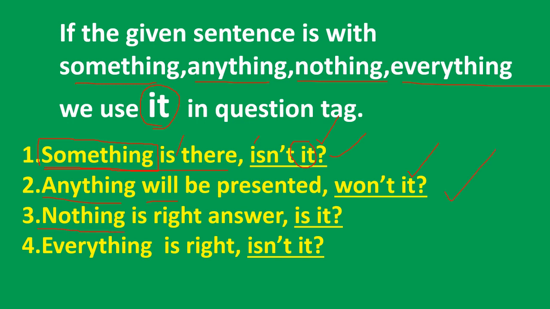Nothing is right answer. For nothing we should use the subject pronoun as it. The word nothing gives the negative sense, so we should write positive question tag. So only write the auxiliary verb in the question tag. Is it. Everything is right. Here also we should write subject pronoun as it for everything. Is the auxiliary verb, so there is. This is a positive statement, so there is a negative word, isn't it.